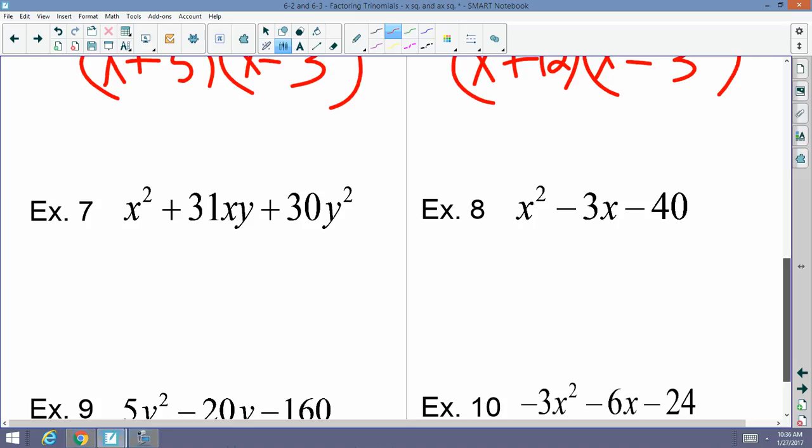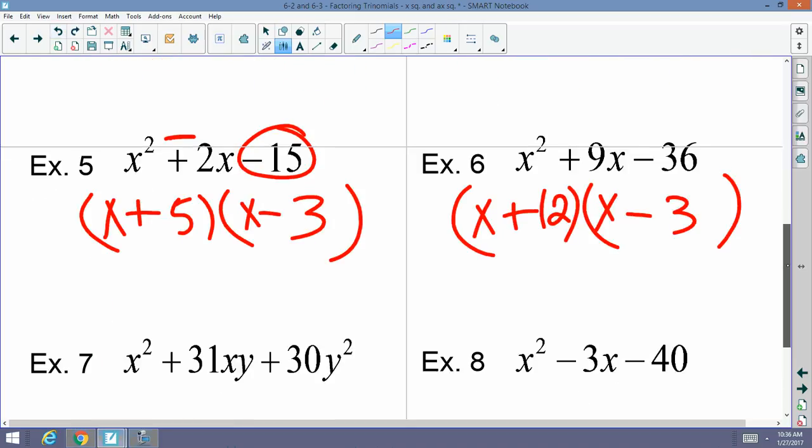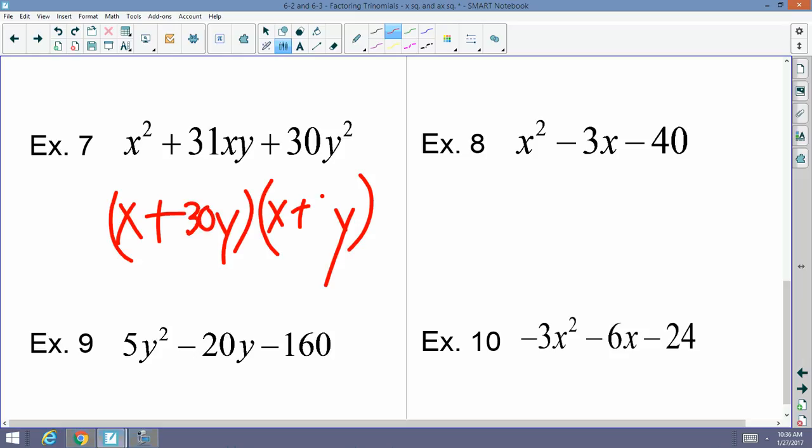Okay, what's my setup look like here? XY, and it's plus plus. Very good. What times what is 30, when added together is 31? This is a good one. 30 and 1. Very good. 30 and 1. Done.